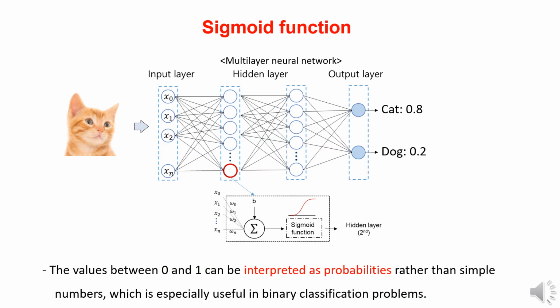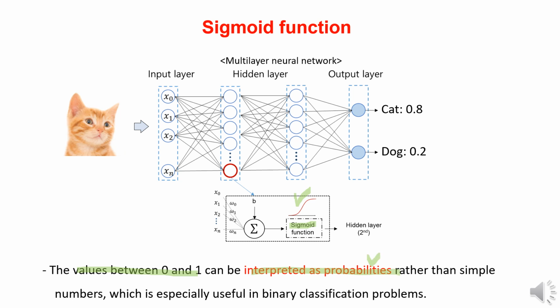Let's look at another characteristic of the sigmoid function. In an artificial neural network used to solve classification problems, if we assume the sigmoid function is used as the activation function, it outputs values between 0 and 1. This allows us to interpret the output as a probability rather than a simple number.